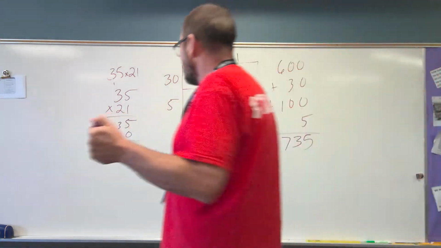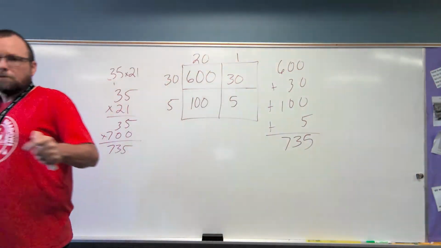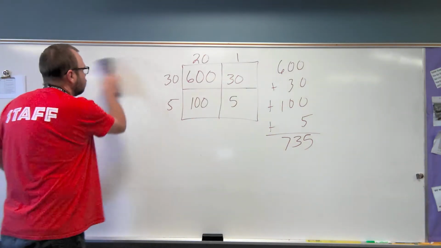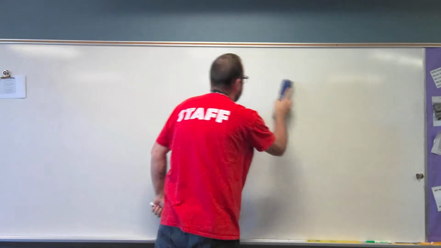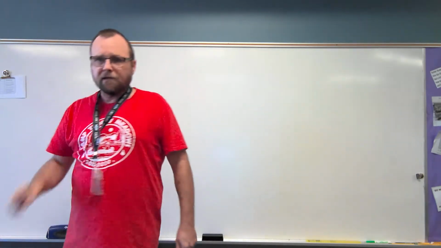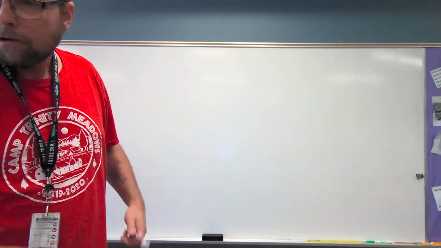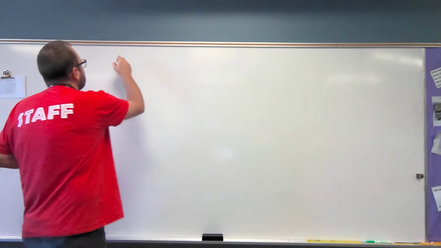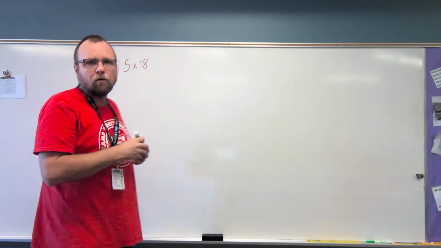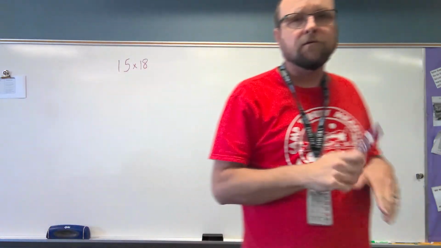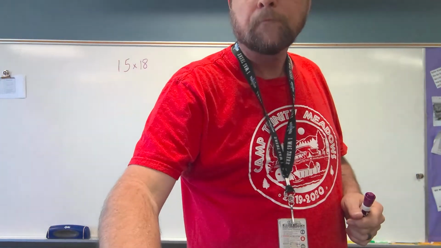On your paper, you are going to solve that second problem on your own, and then we're going to go over it. Again, all we're doing today is talking about different ways to multiply. So this problem you're going to solve is 15 times 18. If you're watching at home, stop the video and solve 15 times 18 using the box method, please.